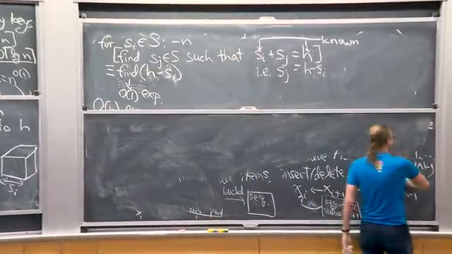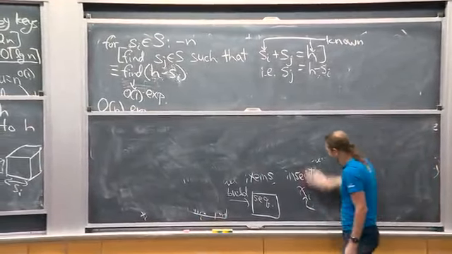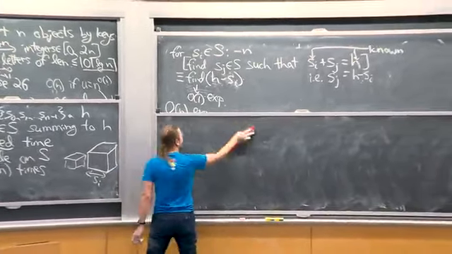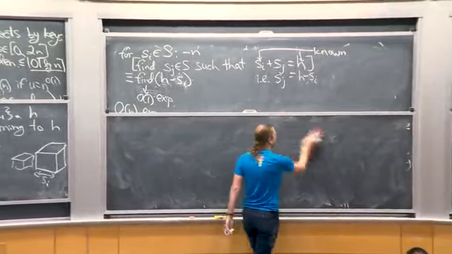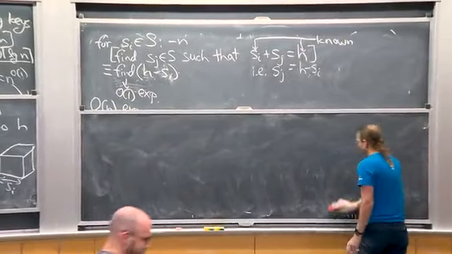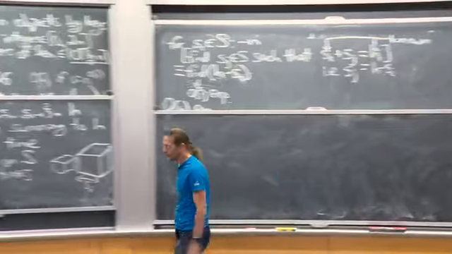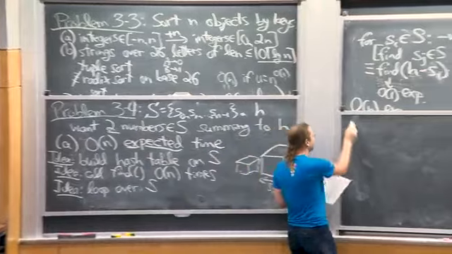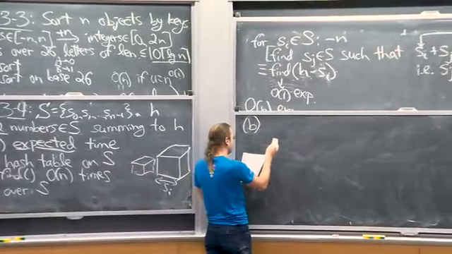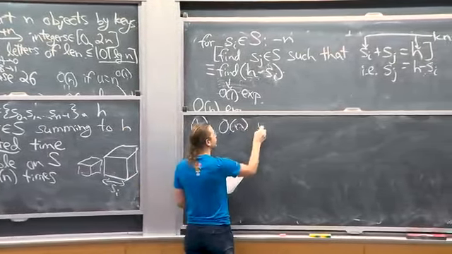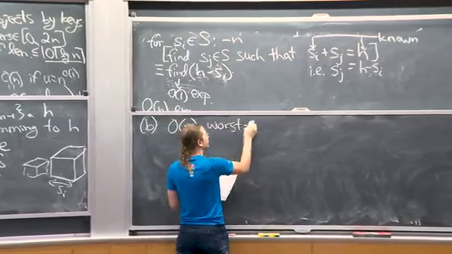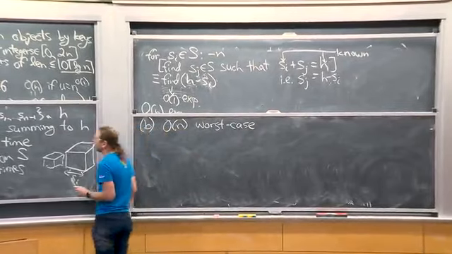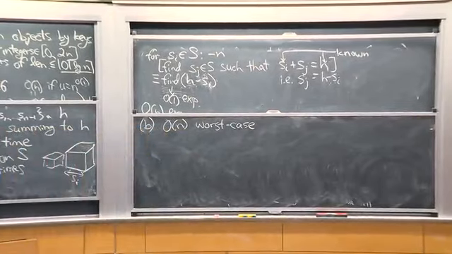Then they throw part B at us to make it harder. Those pesky instructors. So we read part B. Part B says two things to make it harder. So first of all, we want linear worst case time. And furthermore, we can't use hashing anymore.